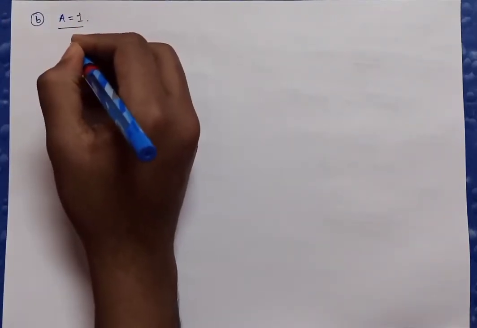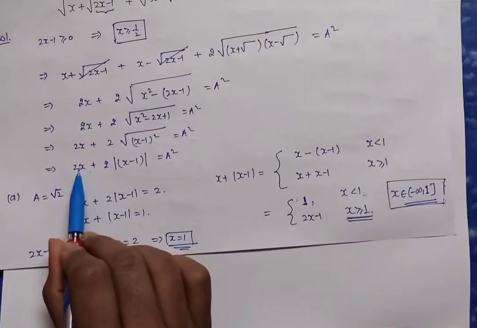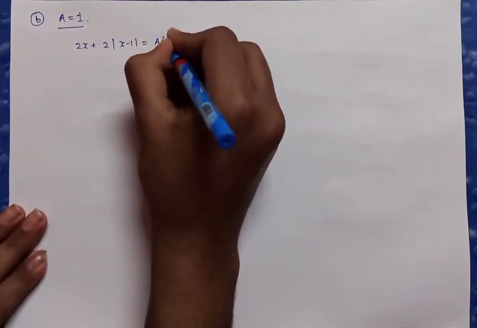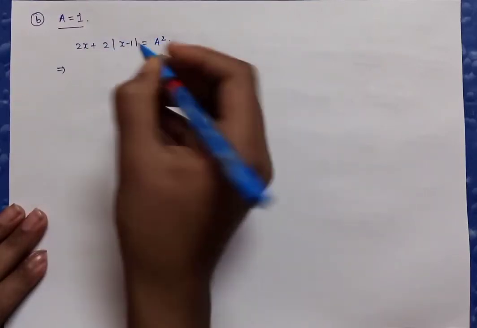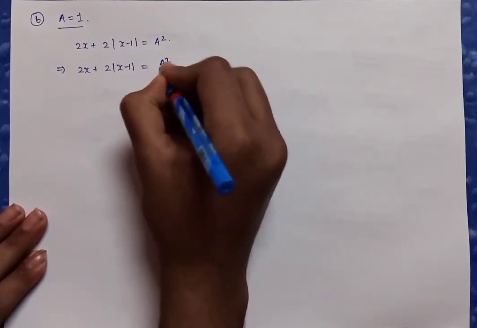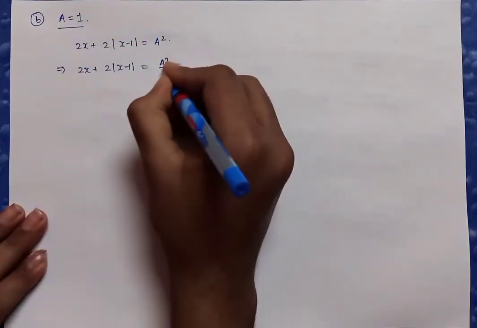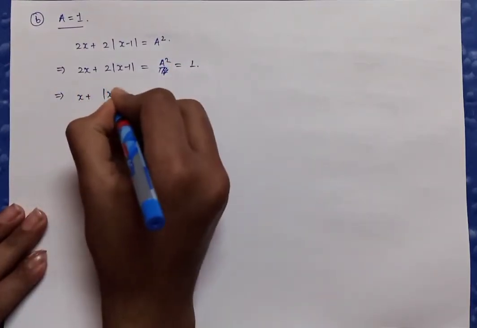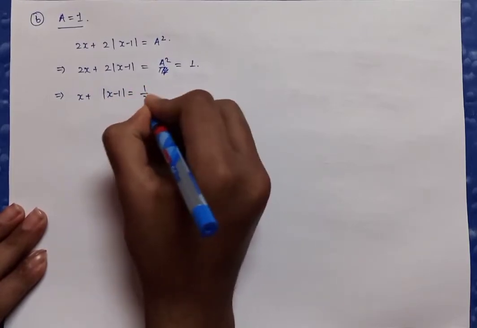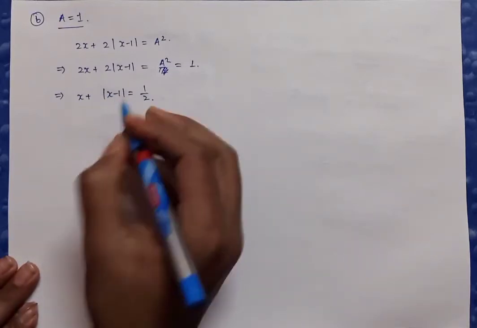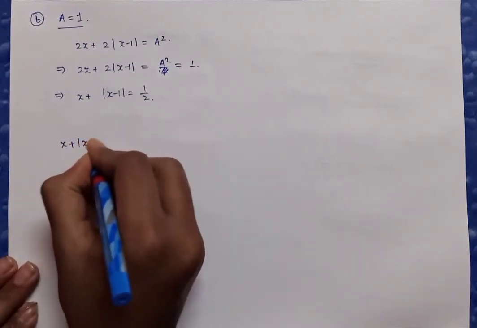The function was, let's rewrite it, 2x plus 2 times mod x minus 1 equals a square. Here 2x plus 2 mod x minus 1 equals a square, and since a is 1, sorry, what I did, it is 1. So x plus mod x minus 1 equals 1 by half. I have divided the whole equation by 2, so I get this. We already split this, so I am not going to explain it once again.